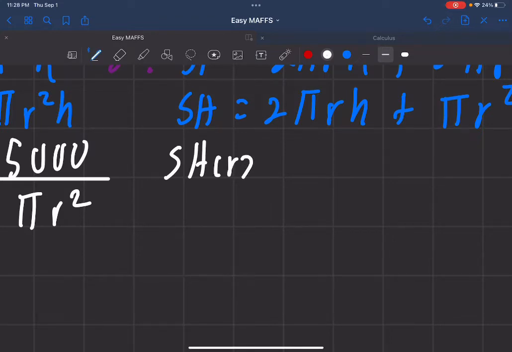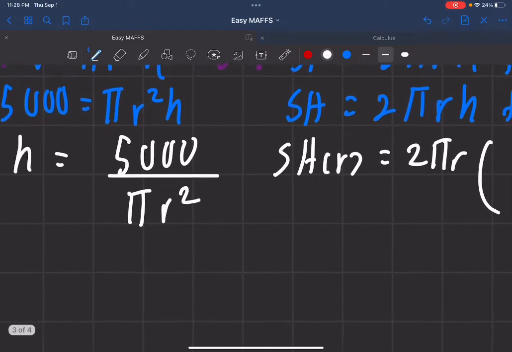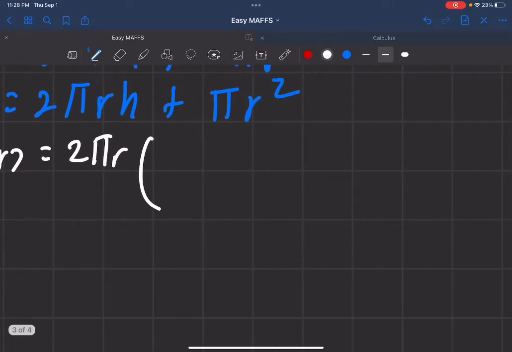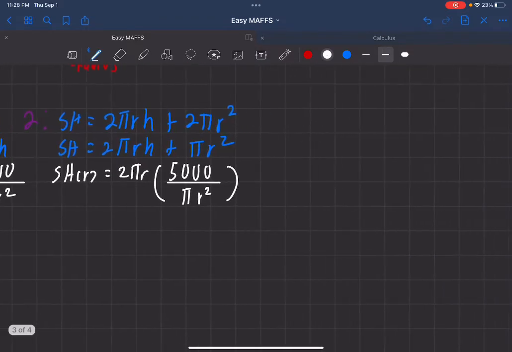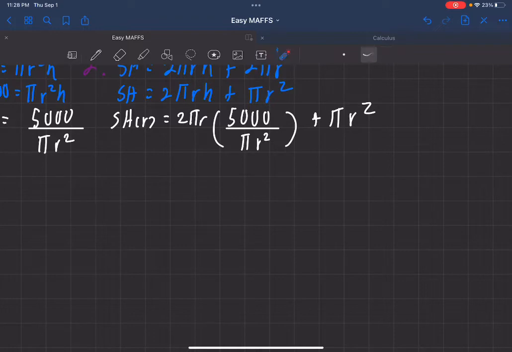And what do I mean by that? Well, surface area is equal to 2 pi r times what I say h was. Well, h is 5,000 over pi r squared. So 2 pi r times 5,000 over pi r squared plus pi r squared. As you can see, our entire function is written in terms of one variable, that being our radius. And don't get confused with our pi as a variable, as that is just a number, technically 3.14.